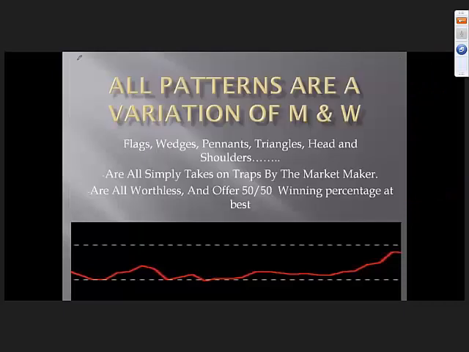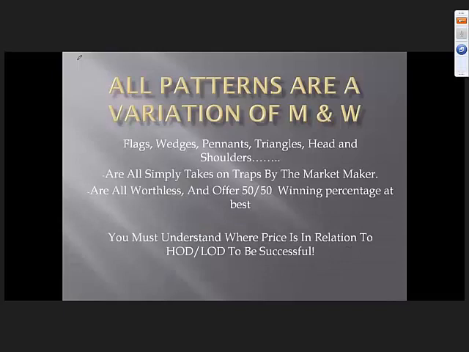All right, so look. All patterns that you see in these textbooks are a variation on an M and W. Flags, wedges, pennants, triangles, the head and shoulders at level 3. But what they really are is simply traps by the market maker, and for our purposes, I'm not insulting anybody, they're worthless. They offer a 50-50 winning percentage at best. I told you in the beginning of the week, we're not in the 50-50 business. You have to understand where price is in relation to the high and low of the day, the high and low of the week, and where you are in the cycle. That's your responsibility, okay?